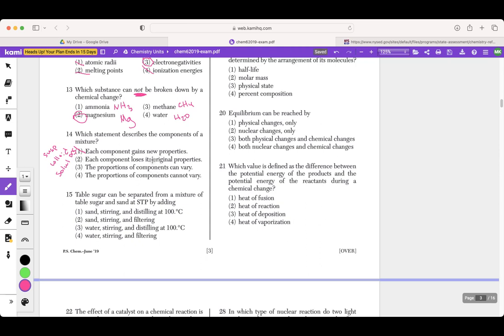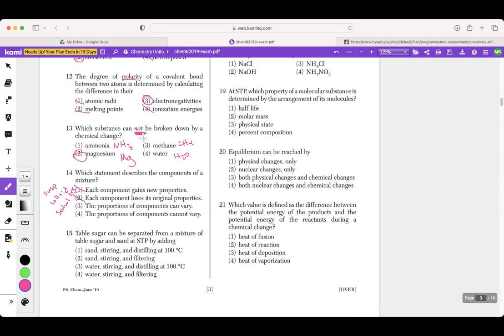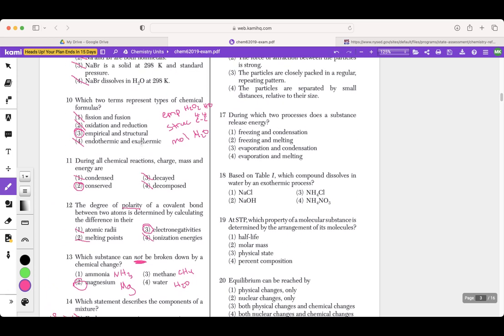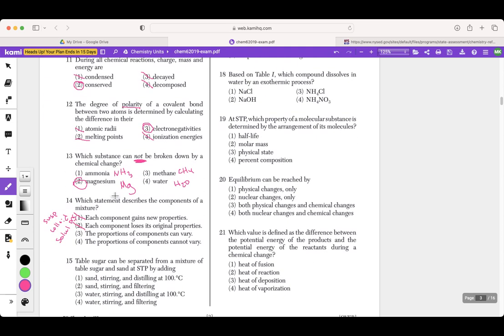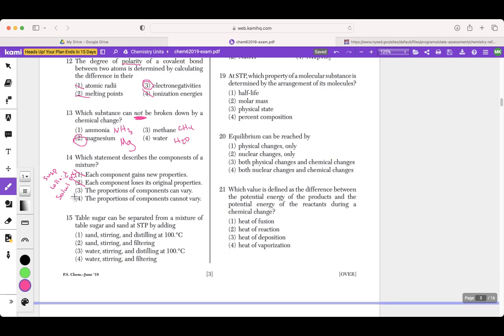2, each component loses its original properties. Again, I'm not changing the properties. This is a physical change. The proportions of the components cannot vary. So if the proportions cannot vary, then we're going back to the classification of a compound. Compounds have to be in that fixed proportion. So it cannot be choice 4.